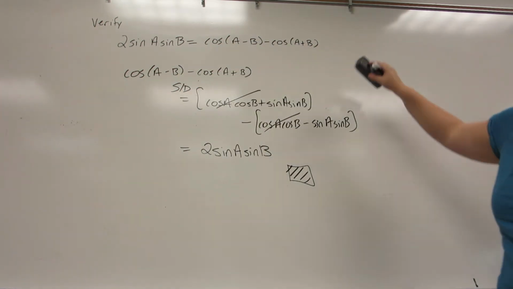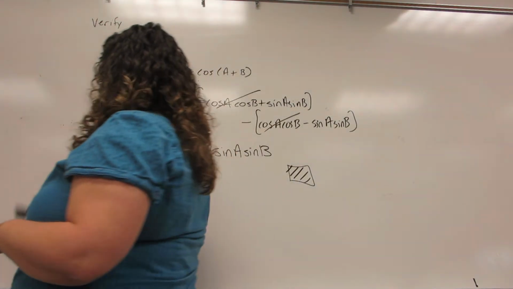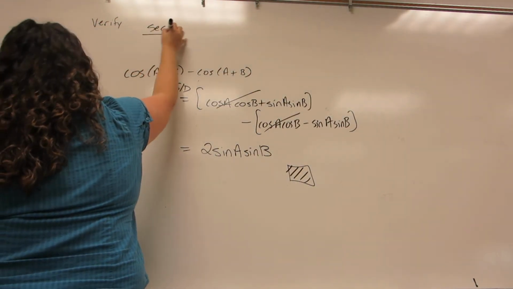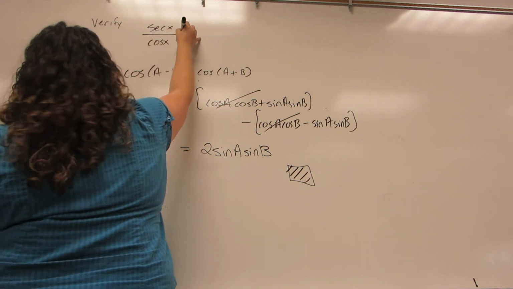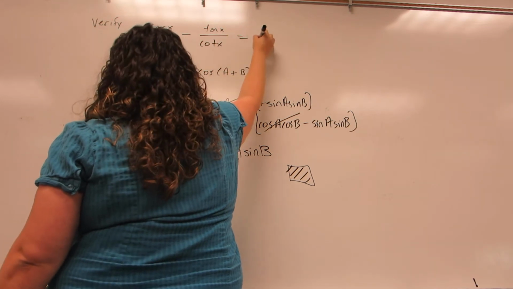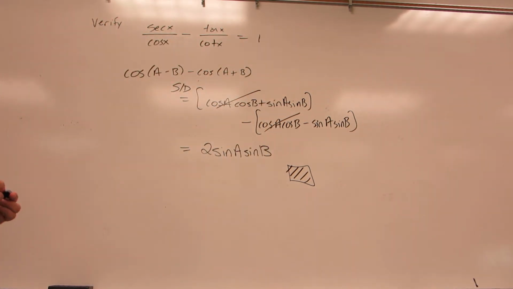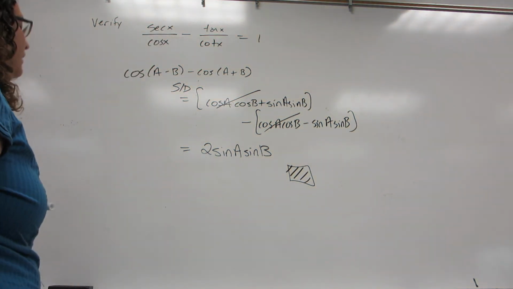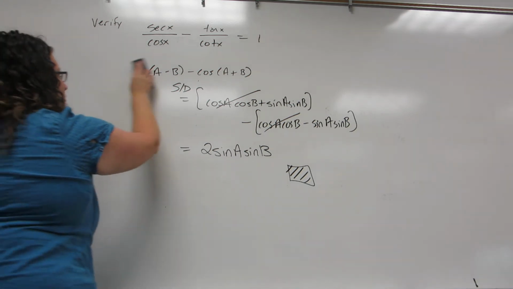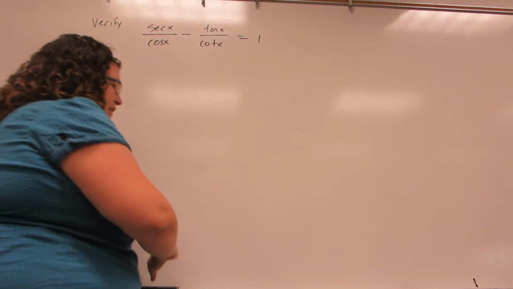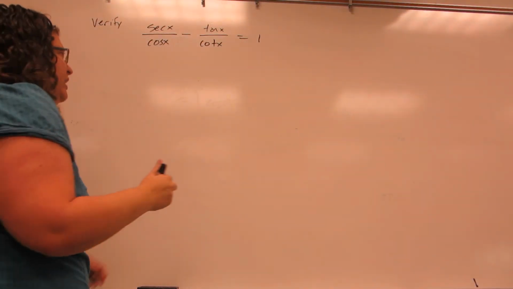Now, our next one is to verify secant x divided by cosine x minus tangent x divided by cotangent x equals 1. Once again, we immediately decide we're going to work on the left-hand side because it's clearly the more complicated side. Next, we're going to use one of my favorite verification tricks, which is to turn everything into sines and cosines to make it easier to understand.